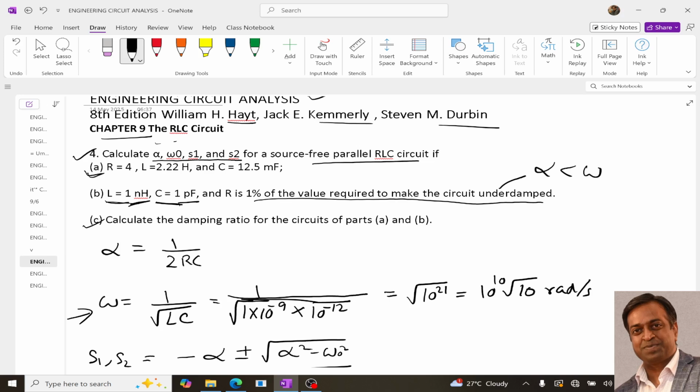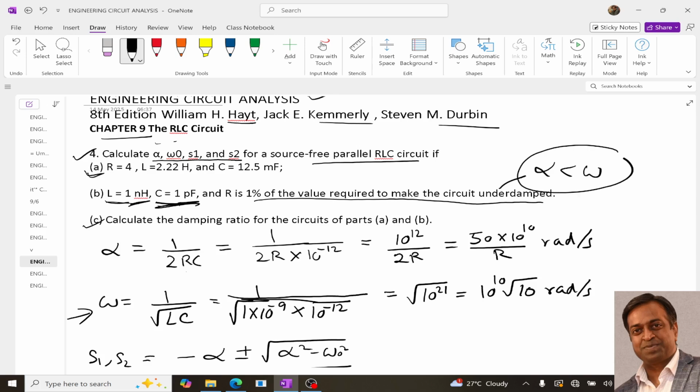Now for the condition, alpha, we do not know about R, so it is 1 upon 2R into 10 power minus 12, because C is 1 picofarad. So we can write it as 10 power 12 upon 2R, or we can write it as 50 into 10 power 10 upon R radian per second.